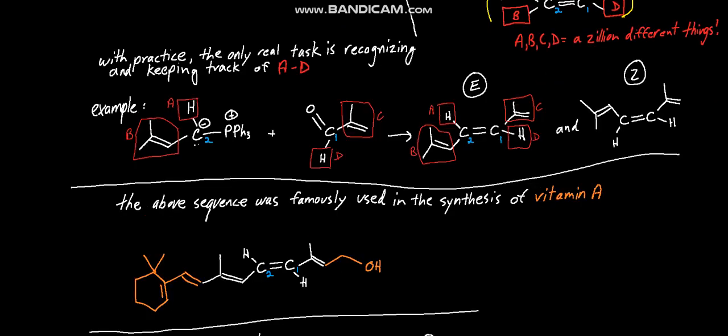Once you understand the mechanism, the only real challenge is to keep track of where and what A, B, C, and D are, right? So come up with a system. I like to number carbons.